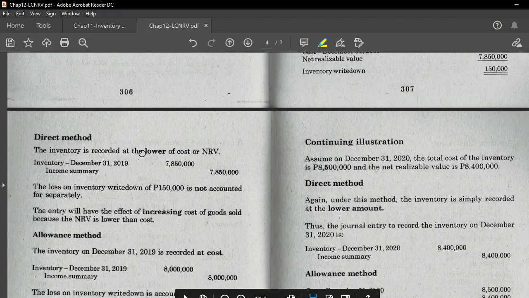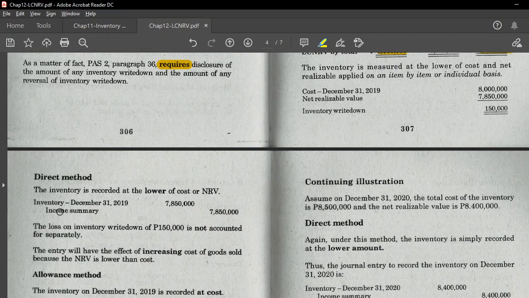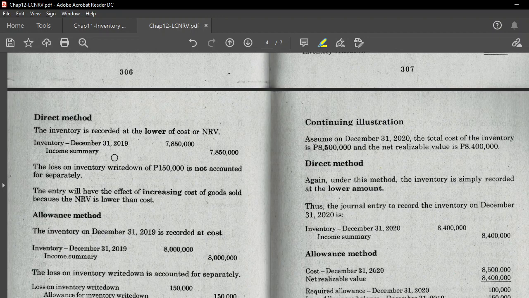So, under the direct method, we have here debit inventory 7,850. What was used here is the item by item. And then, credit income summary. So it says no allowance, go straight to cost of sale, and the cost of sale is an expense. So, debit 7,850 and then credit the income summary. Now, the loss on inventory write-down of 150 is not accounted for separately. It will result in an increase in your cost of goods sold.